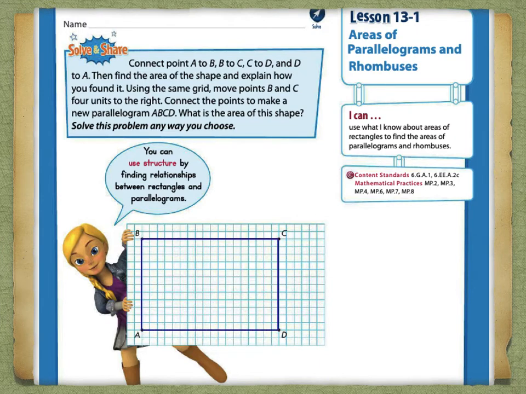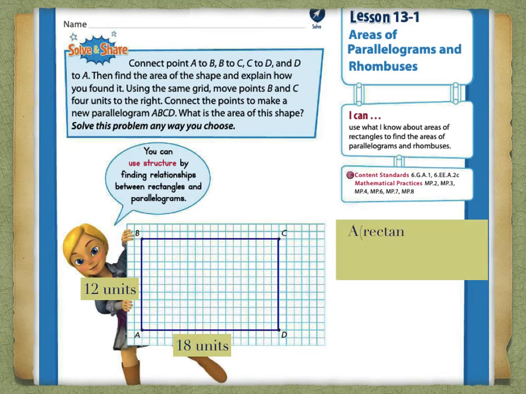So this figure is a rectangle. A rectangle has a formula for area, which is the length times the width. The length of this rectangle is equal to 18 units and the width is 12 units. So here, the area is equal to length times width. So that is 18 times 12. So the area of that rectangle is 216 square units.